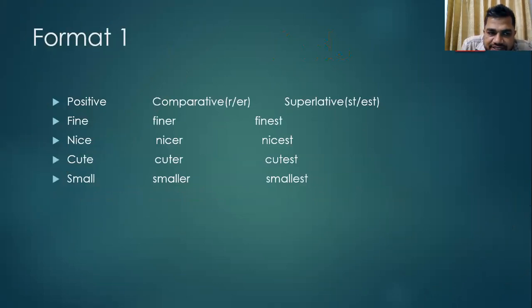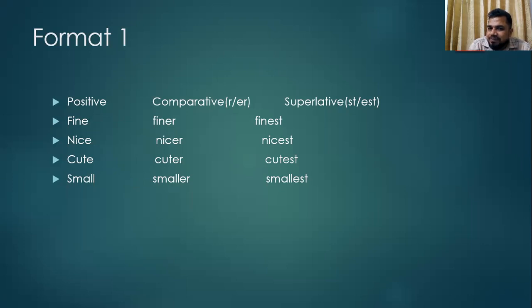Now we learn the formats: positive, comparative, superlative. In format one, we learn that if the adjective is formed with one syllable, like fine, nice, cute, small, then when you turn the positive degree into comparative degree, you have to add er or r with the positive form, and st or est for the superlative form.